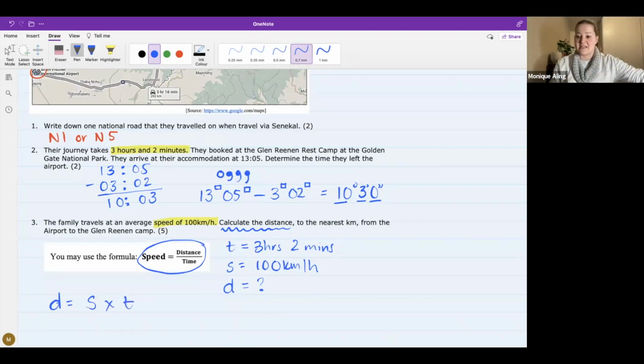So I'm going to give you guys a quick minute to work out the distance for me, please. Once you have the answer, let me know.